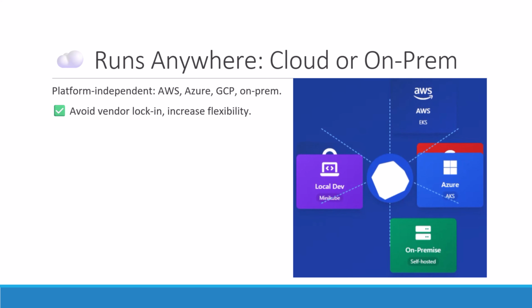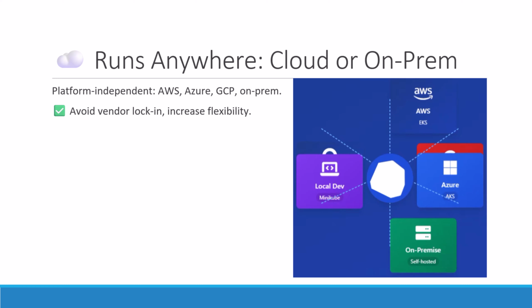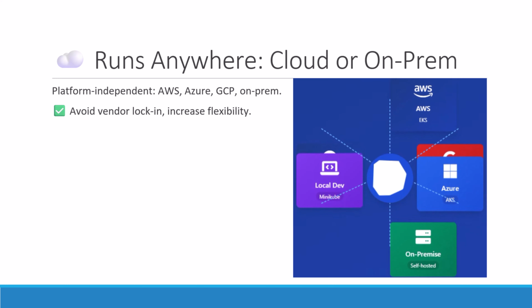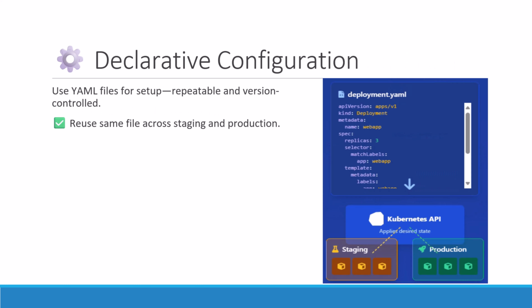One of the best things about Kubernetes is that it's platform independent. You can run it on AWS, GCP, Azure, or even on your local server. That gives you flexibility and avoids vendor lock-in.